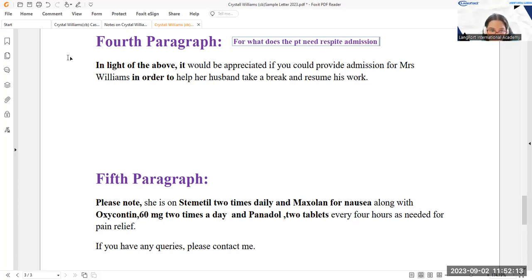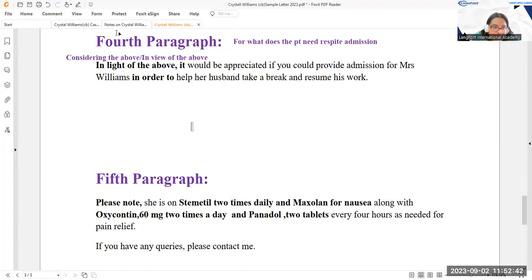In light of the above, instead of in light of the above, you can say considering the above, or pertaining to the above, in view of the above, whichever you like. So taking all these into consideration, whatever we have said so far, it would be appreciated if you could provide admission for Mrs. Williams in order to. Why did I use in order to?